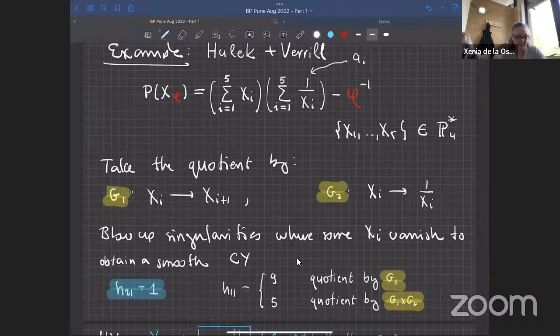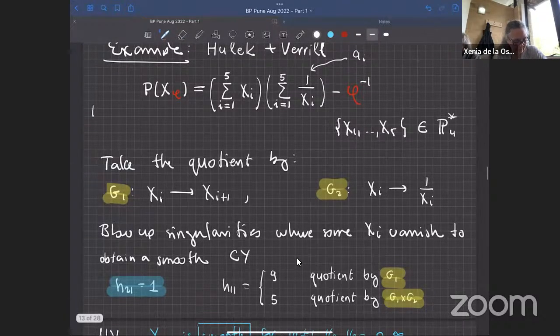You have to complete this where the x's vanish, and very carefully remove singularities that are there when one of the x's vanish. But then they explain how to get a smooth variety doing that. They get a family of varieties that have h^{2,1} equal to 5. I mean, the 5 is in fact related to this.